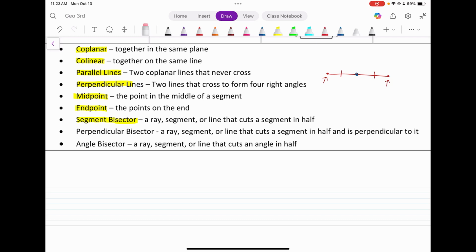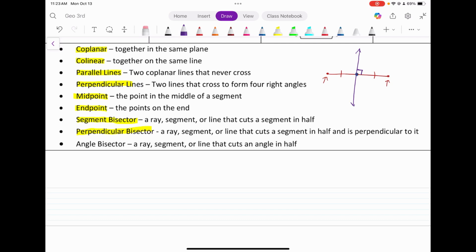Next up, perpendicular bisector, very similar to that. A perpendicular bisector would actually cut it in half, but it's very important that not only does it cut it in half, but it's also perpendicular to that original line segment.